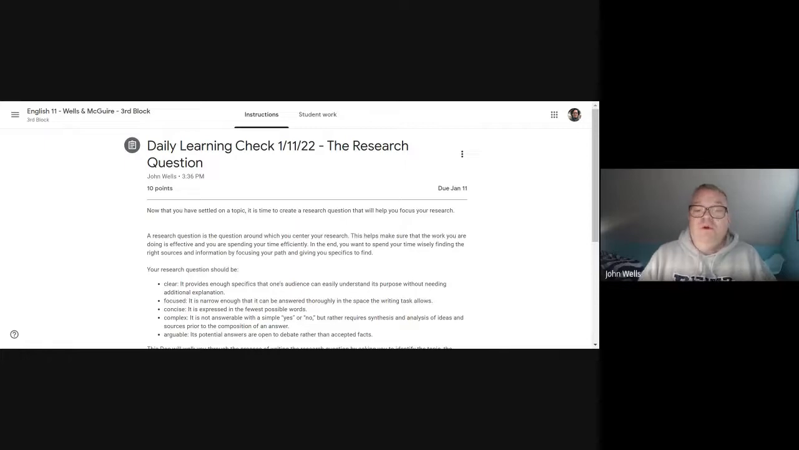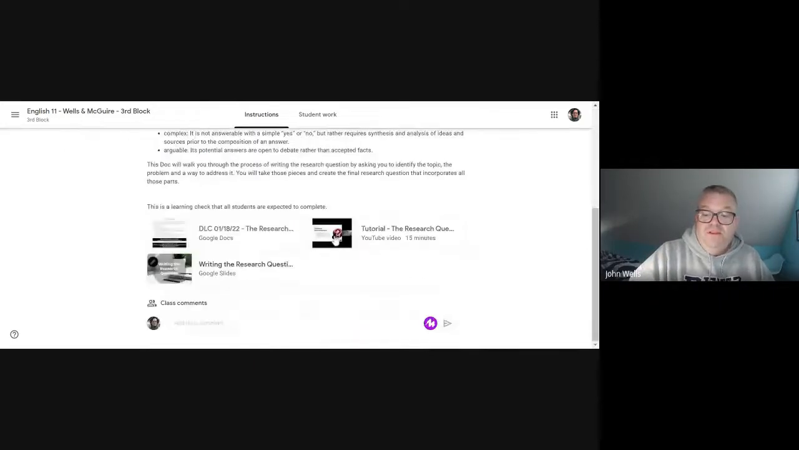And so today, what we want to do is take that topic and create the research question. Now, the research question is the guiding question for your research. Sounds a little obvious, but what this does is help you create a plan. This is what I need to find. These are the things I need to research. This is going to put me on the right path to find the materials I need and help me be successful.